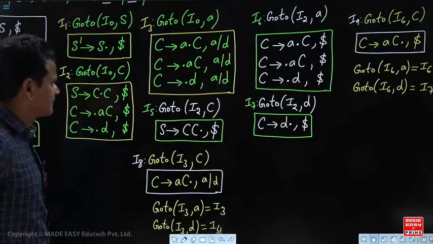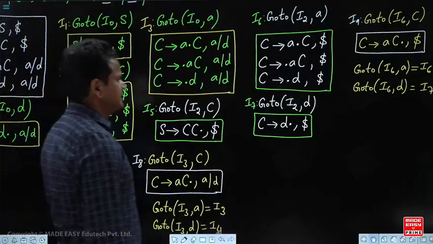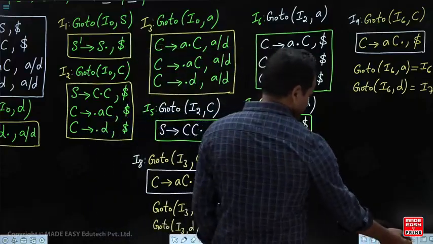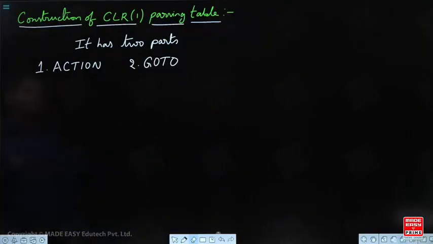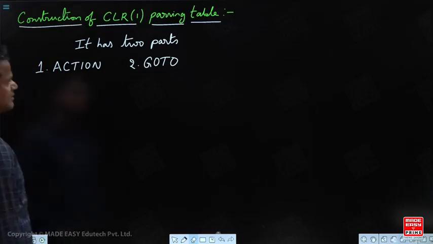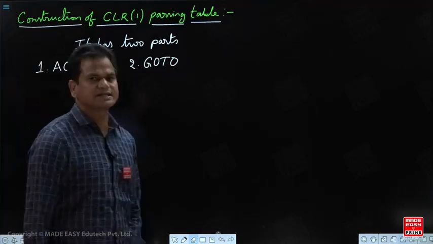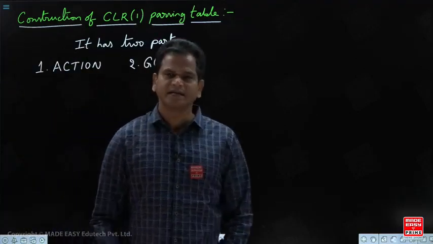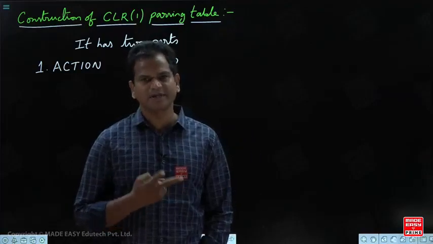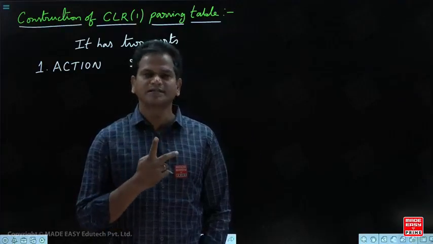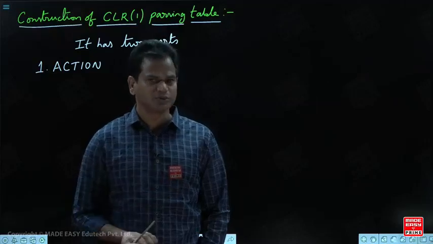Shall I go forward? So based on this, how to construct the parsing table. So constructing the CLR(1) parsing table. As in the case of SLR(1), CLR(1) also has two parts. The parsing table can be divided into two parts. One is action, the other one is goto.